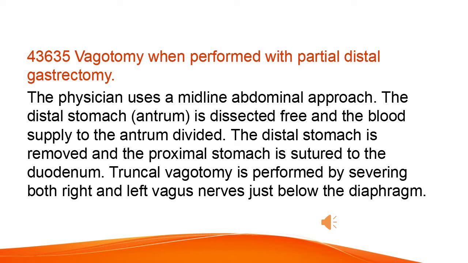The distal stomach is removed and the proximal stomach is sutured to the duodenum. Truncal vagotomy is performed by severing both right and left vagus nerves just below the diaphragm.